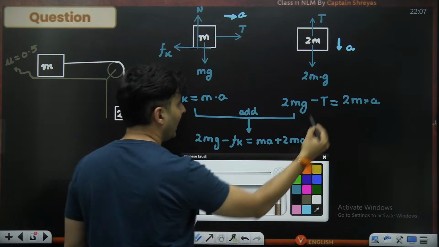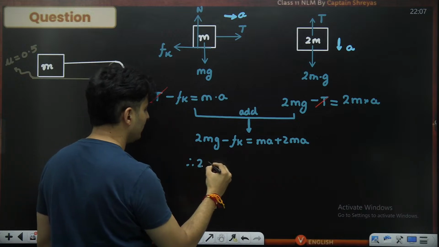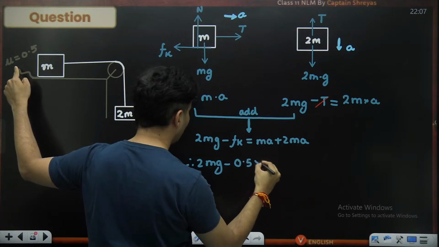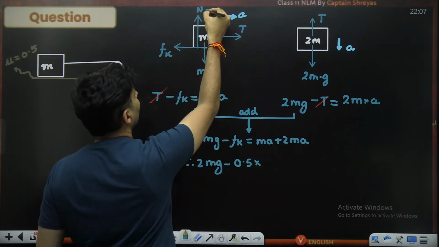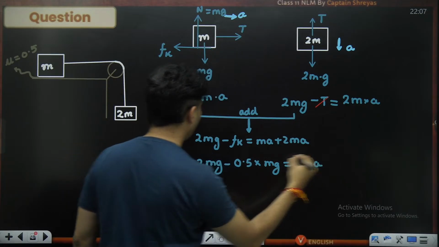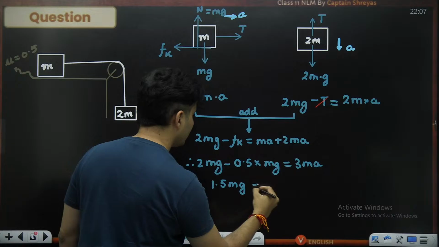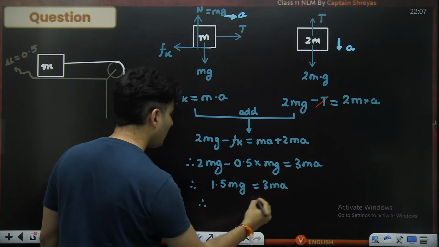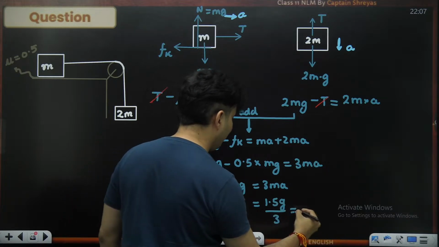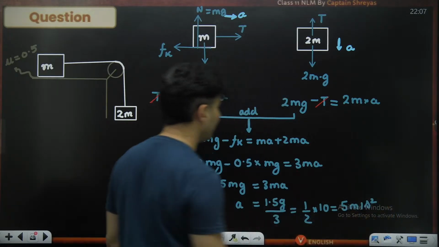Did you get this, guys? Why the minus T over here and plus T over here just got cancelled? Okay, perfect. So now let's solve this further. 2 mg minus fk. fk is mu into N. Mu is given 0.5. Guys, can you quickly guess how much is normal? Normal will be just equal to mg in this case. So just put mg. ma plus 2ma is nothing but 3ma. 2 mg minus 0.5 mg is 1.5 mg, equal to 3ma. m cancels. Therefore, a will be equal to 1.5 g divided by 3. Now 1.5 by 3 is 1 by 2. g is nothing but 10. 10 by 2 is 5. So 5 meters per second square is the answer.